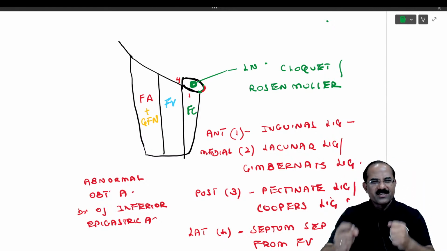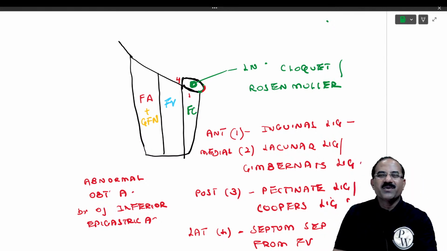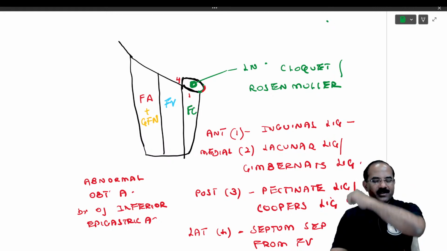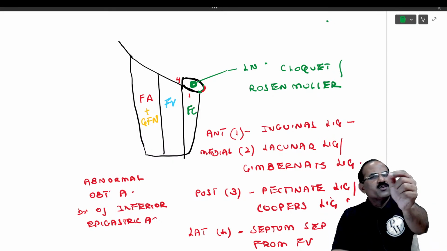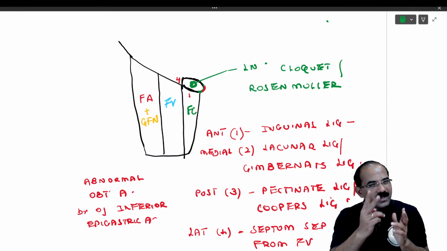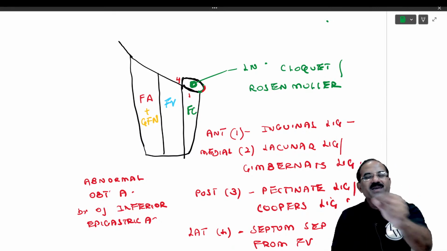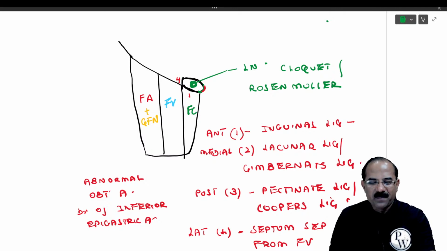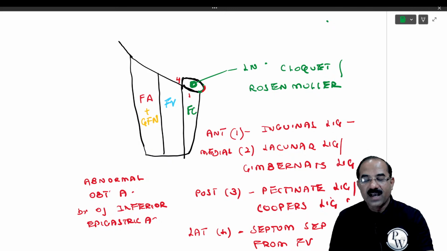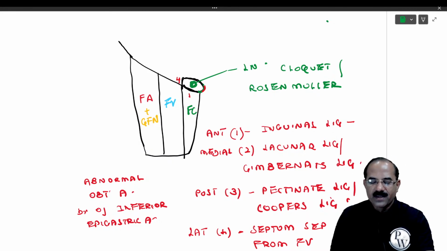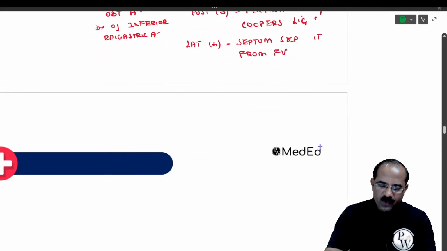You are a very brilliant surgeon, your anatomy is very good, your anatomy is perfect, so you know that occasionally an abnormal obturator artery can be present here. You will be very careful. Before cutting the lacunar ligament, you will check whether there's an abnormal obturator artery, right? So these are the boundaries of the femoral ring. I hope this is clear to all of you students.